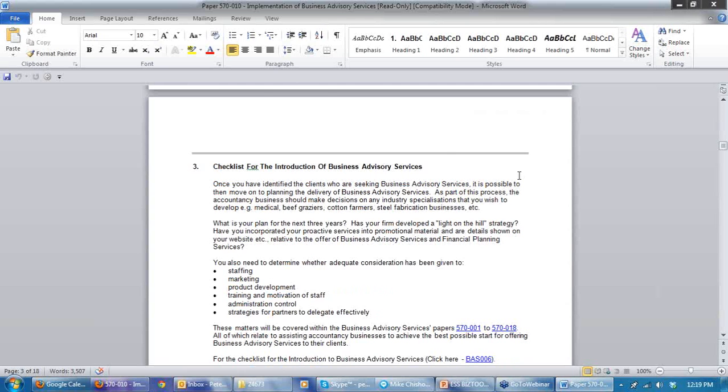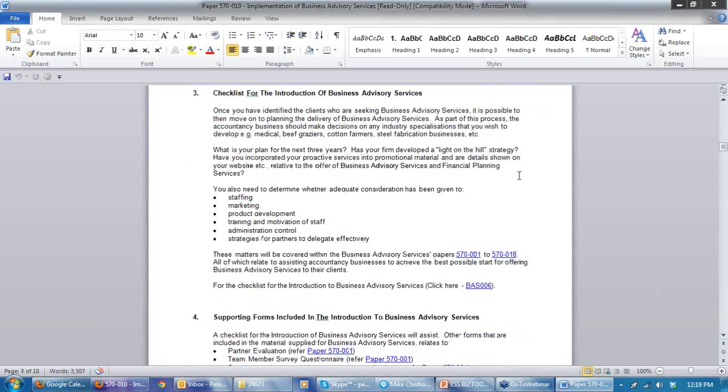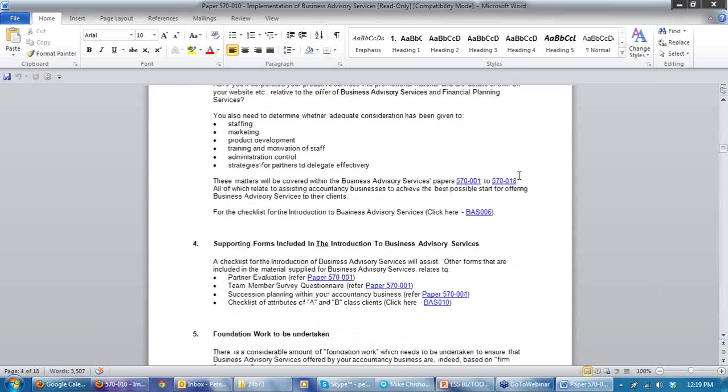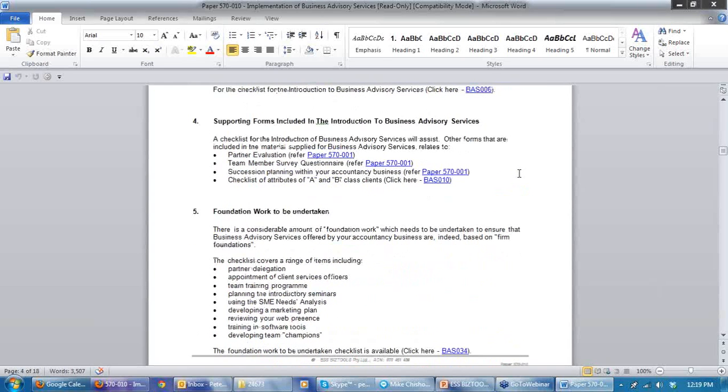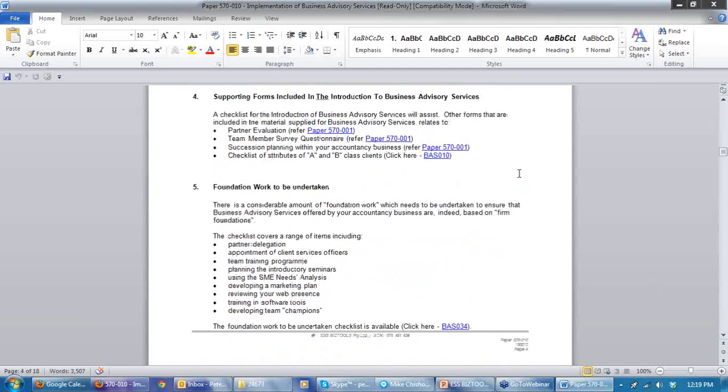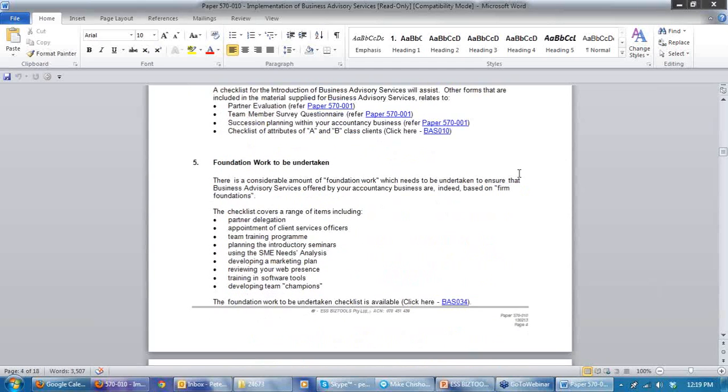And we're looking at some of the supporting forms. We've got some forms there which will assist you to classify clients, whether they're A or B class. What's the other foundation work that's got to be done? We've got a product which we call SME Needs Analysis that you could use, should use.